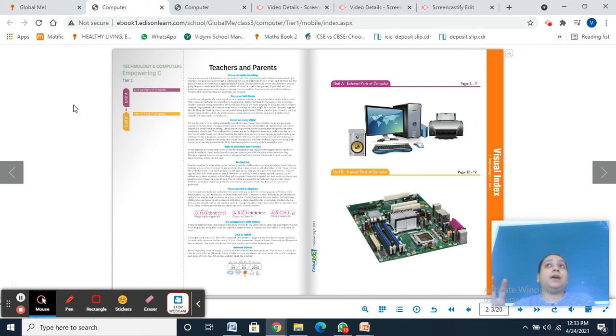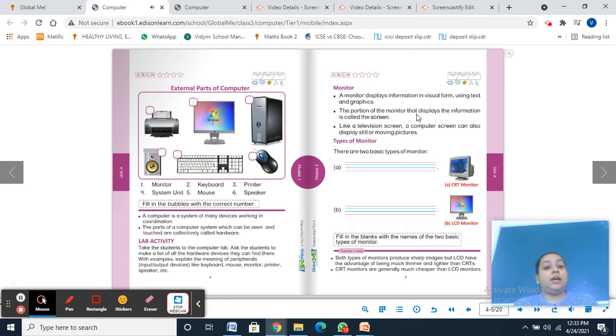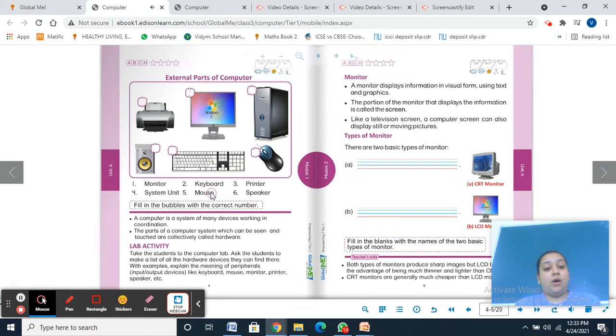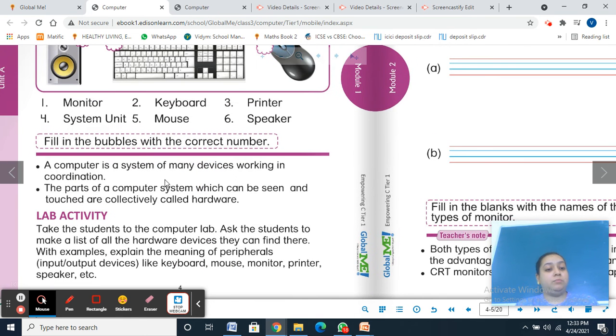So the external parts are monitor, CPU, keyboard, mouse, and printers or speakers. Getting this point? So all these are the external parts of the computer. So you can see on page number 4, please take out page number 4.